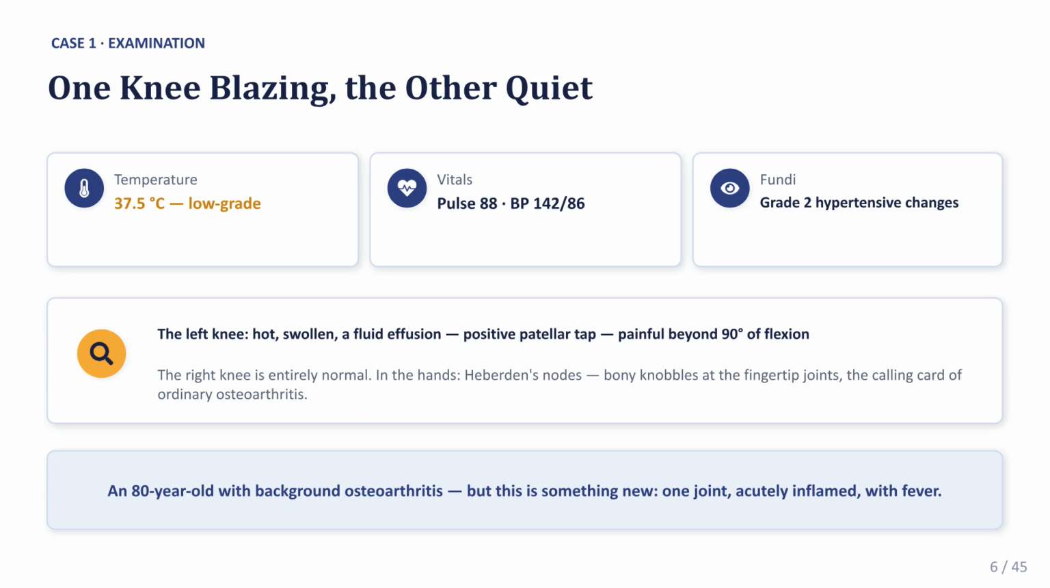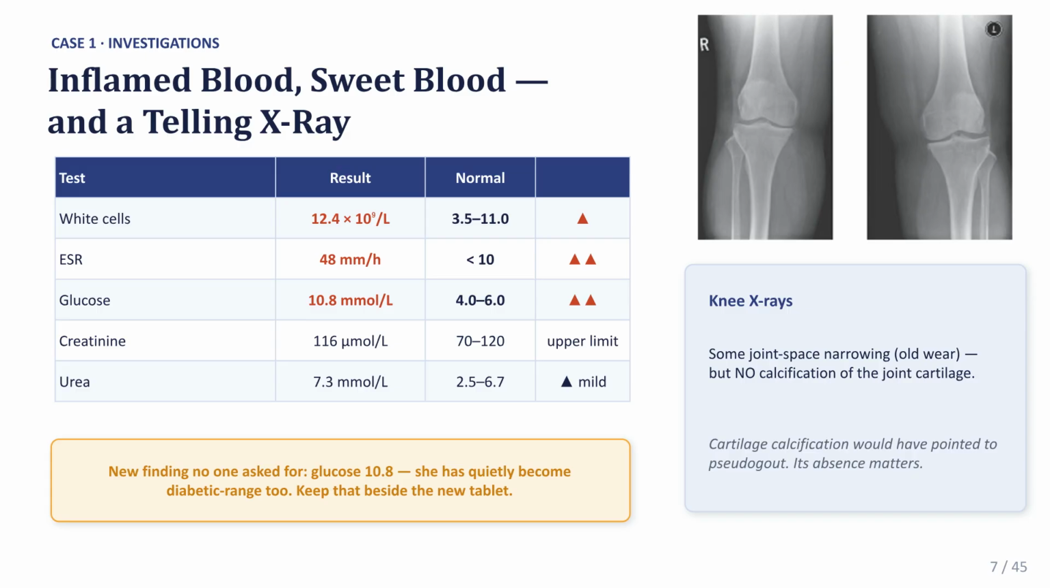On examination, she has a low-grade fever and clear signs of joint inflammation in her left knee, with a positive patellar tap. Notably, her hands show signs of chronic osteoarthritis, specifically Heberden's nodes. We must distinguish her background wear and tear from this acute, painful, and febrile condition. The physical findings point to a specific, localized issue.